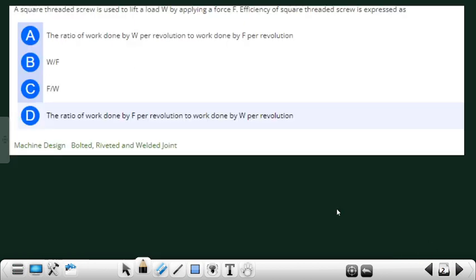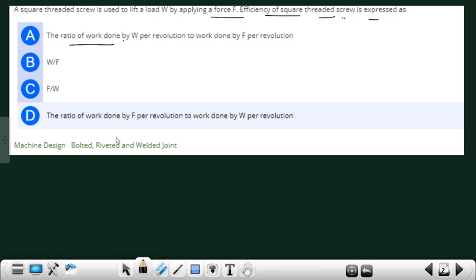So the next question: a square threaded screw is used to lift a load W by applying force F. The efficiency of the square threaded screw is expressed as, the options are: the ratio of work done by W per revolution to work done by F per revolution, simply W by F, simply F by W, and the ratio of work done by F per revolution to work done by W per revolution.